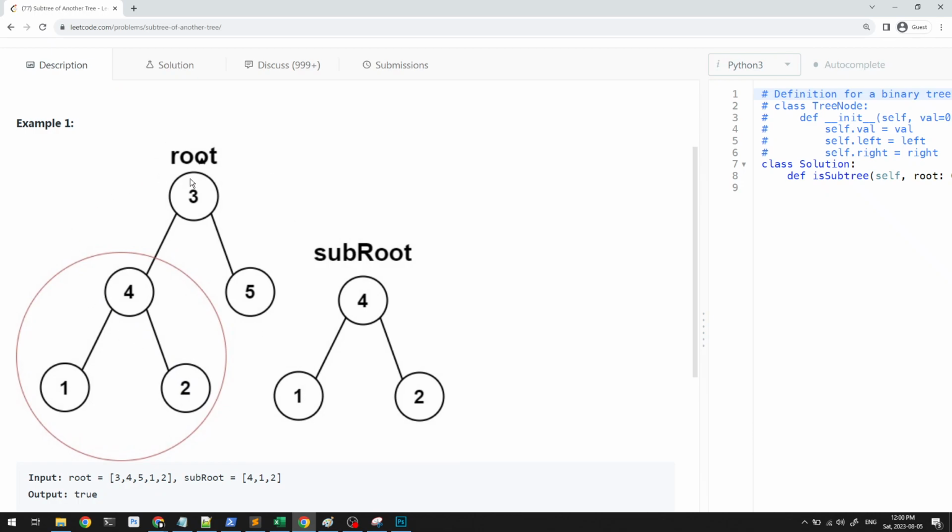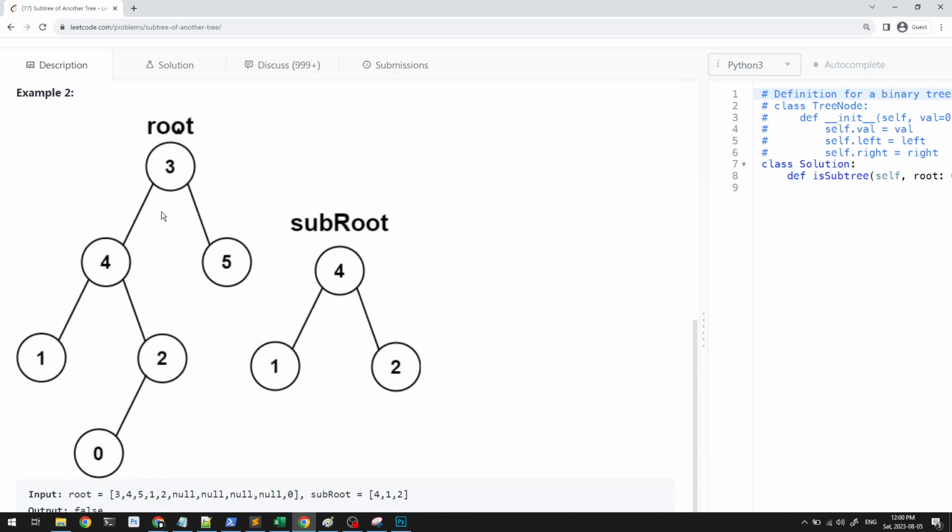So basically here you can see that we have our root, and here we have our subtree, and we want to check if this subtree somehow exists inside of root. We can see that this subtree actually exists right over here. The nodes are the same, and the children are also the same.